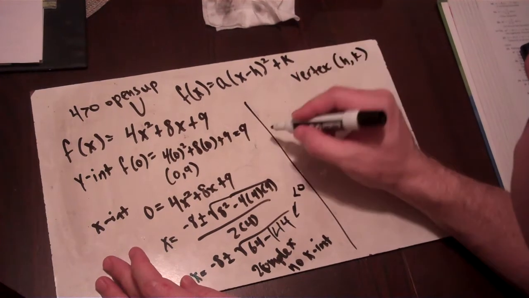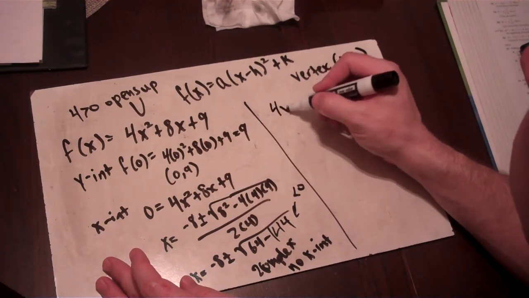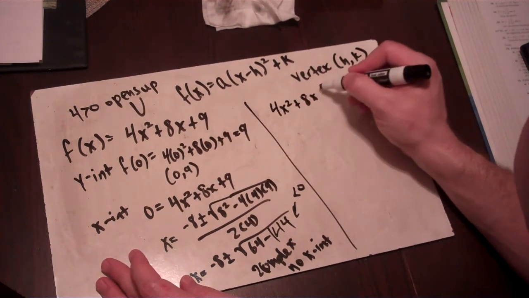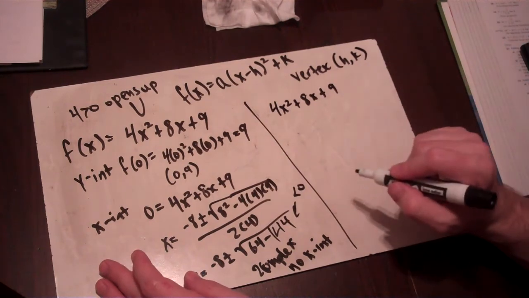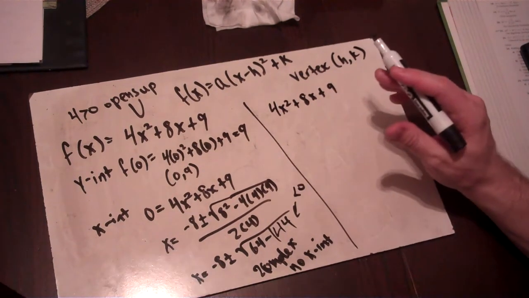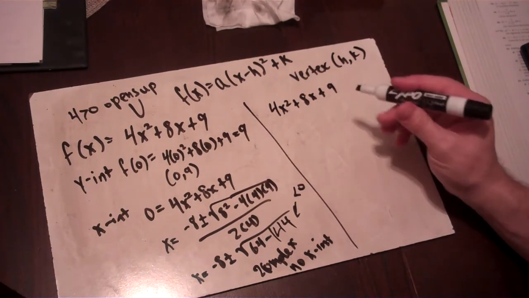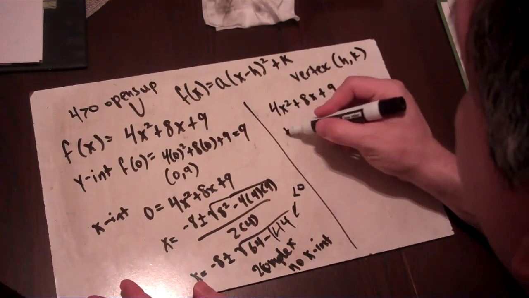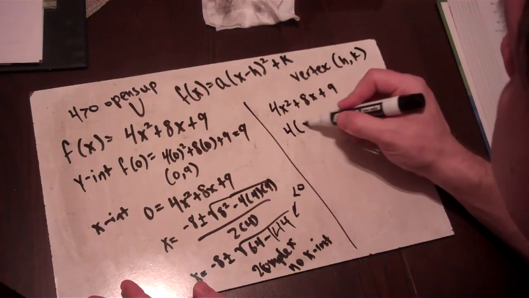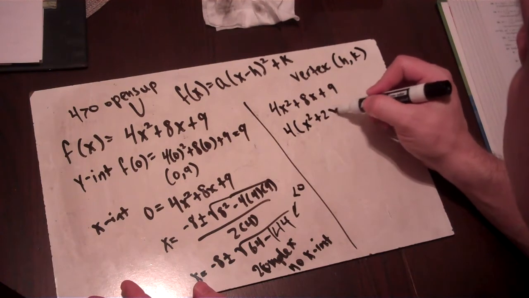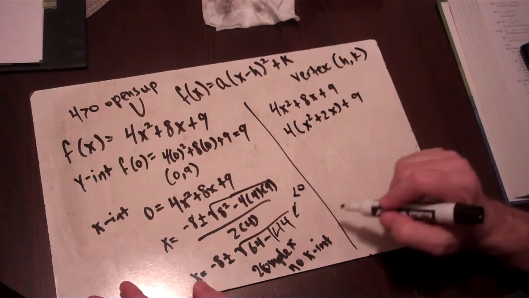So for the vertex, what I'm going to do is take that 4x squared plus 8x plus 9, and I'm going to complete the square. So this goes back to completing the square. I'm just going to run through it. Here's an example of completing the square again. First I'm going to factor out the 4 out of the first two pieces. So I get 4 times x squared plus 2x, plus 9.